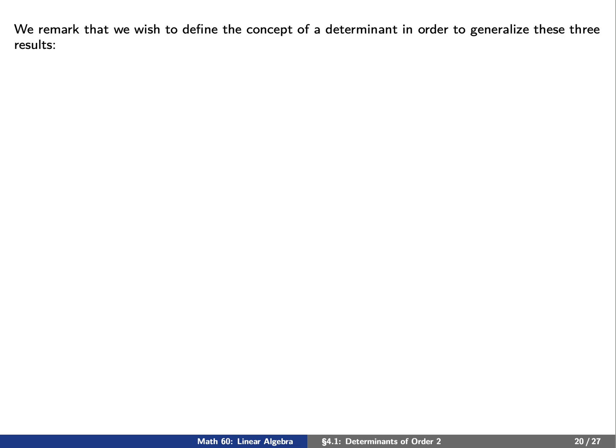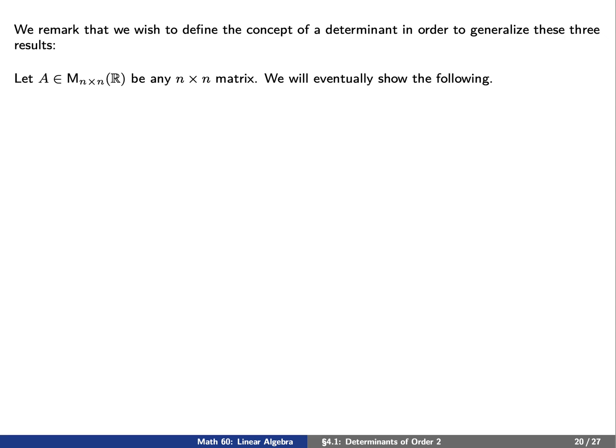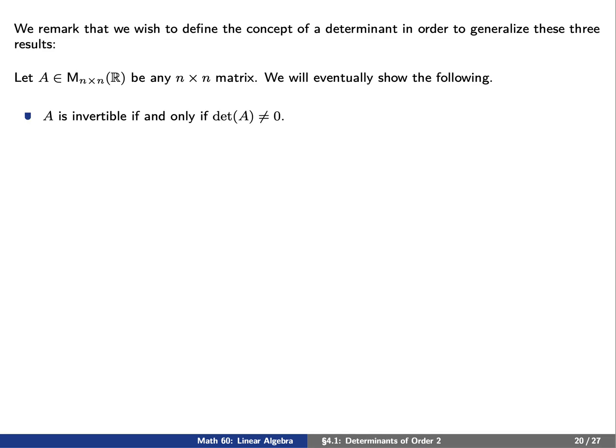We'll remark that in general, we're going to wish to define the concept of a determinant in order to generalize these three key results. Here's what we'd like to do. Let A be any n by n matrix, not just the 2 by 2 matrix. Eventually, we'd like to show the following three statements. First, a matrix A is invertible if and only if its determinant does not equal 0.